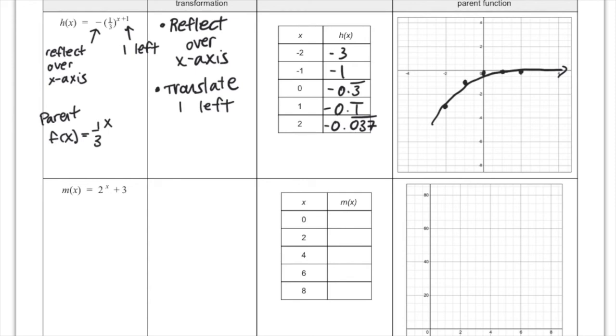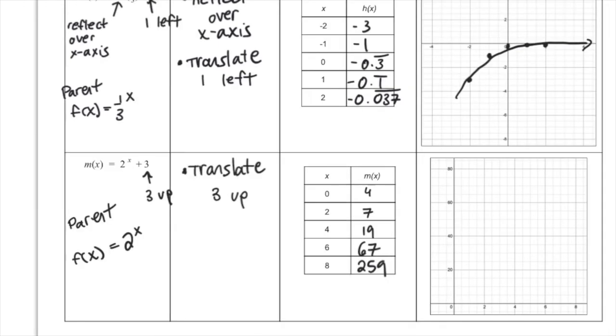So now I have a basic picture of what this function, h of x, would look like. Why don't you pause the video and see if you can do the next one entirely on your own. When you're ready to see the answer, hit play again. So the only transformation here that we have is that we've translated this graph 3 units up. So this one's really pretty simple, and its parent function would be f of x equals 2 to the power of x.